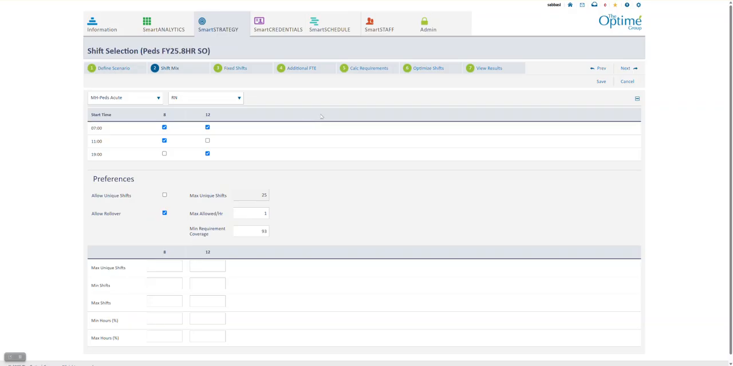Shift mix is a big part of the step. So here I'm saying I'm okay with the RNs having 12-hour shifts at 7 a.m. and 7 p.m. The 8-hour shifts, I don't want starting at 7 p.m. I only want them available for 7 a.m. and 11 a.m. And then we have some other caveats here, which are the rollover and the minimum required coverage.